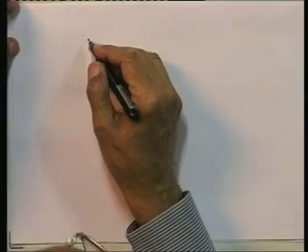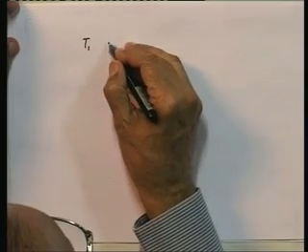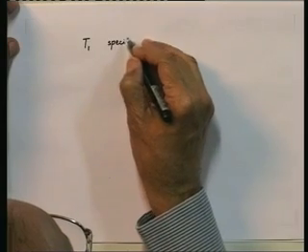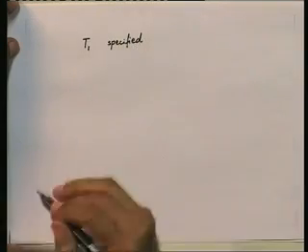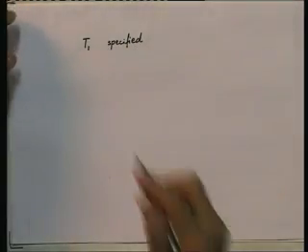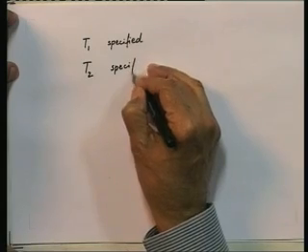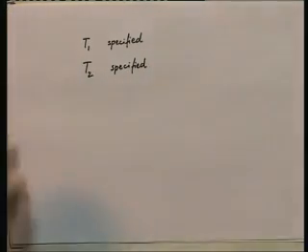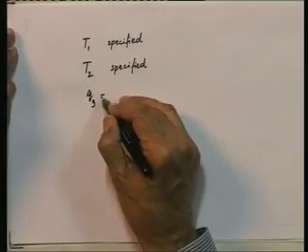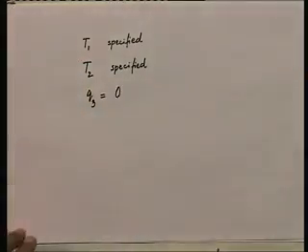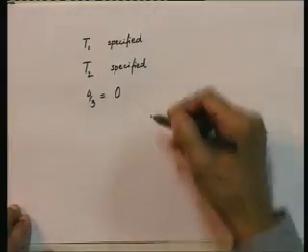Let me put down what is specified and what is to be found. In this particular case, the temperature T1 is specified, surface 1 is maintained at this temperature T1, T2 is specified, and it is specified that at surface 3 we have very good insulation. Therefore, Q3, the rate at which heat flows at surface 3, would be 0, because it is perfectly insulated. These are our specified quantities.